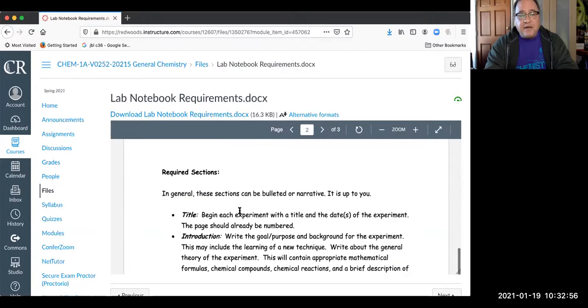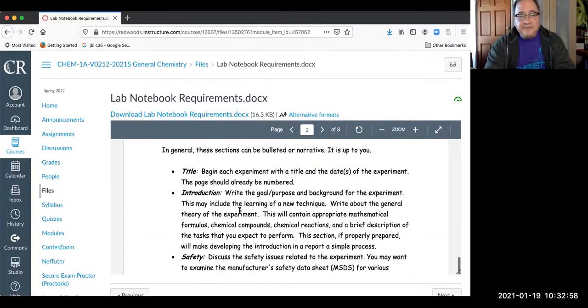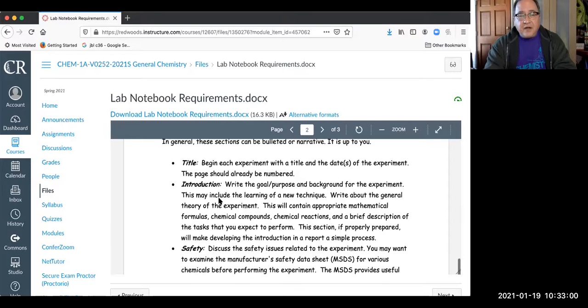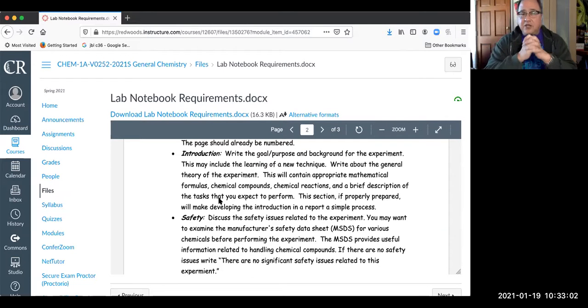Okay. Required sections, you want to have a title, introduction, safety. Now, I'm going to go through these very quickly. For the introduction, you want to give the background for the lab. And on Thursday, I'm going to be talking about the measurements lab, which will be posted by then. And we'll talk about what you would write in the introduction. Now, for the lab notebook, I think that these sections, you just want to make them simple. I like bullet points. That's how I like to organize things in my mind and on paper.